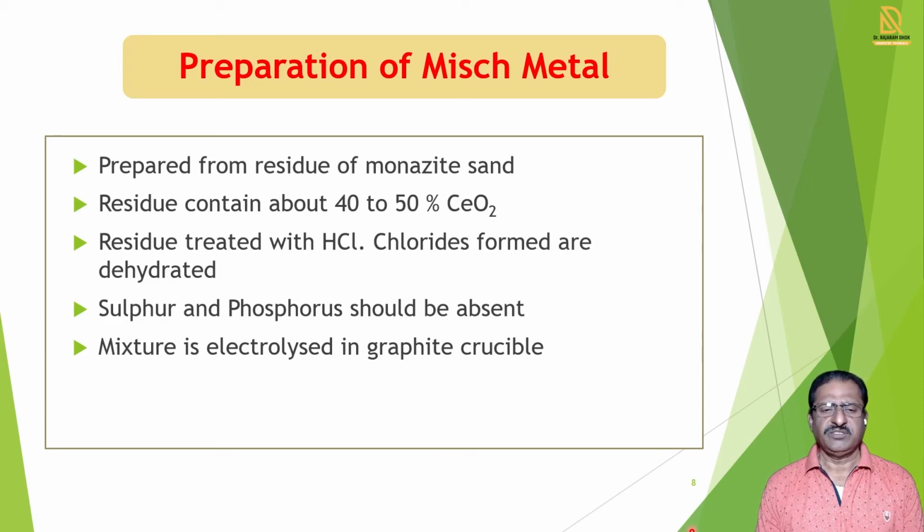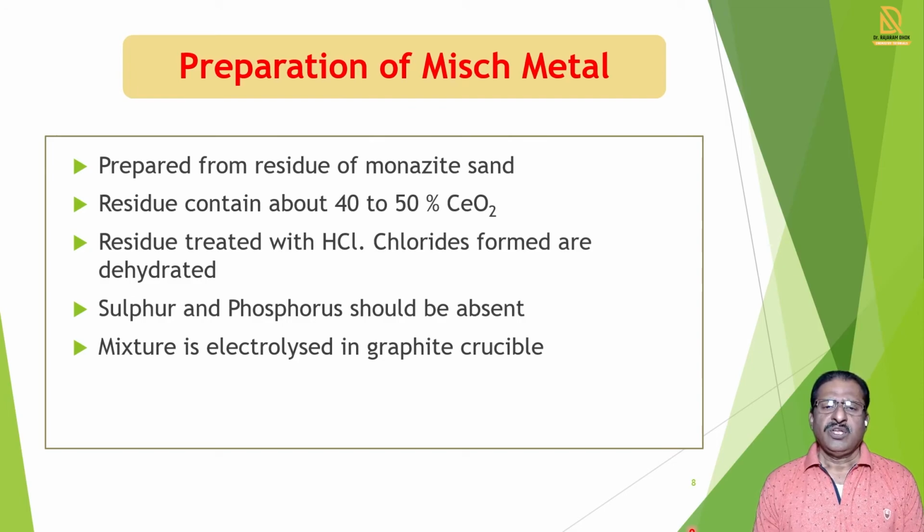So that residue, which is waste from the monazite sand, contains about 40 to 50% of cerium oxide. Such cerium oxide containing residue is treated with hydrochloric acid. When treated with hydrochloric acid, the oxide is converted into chloride. So cerium chloride and some other elements' chlorides are formed. Those chlorides are formed by dehydration of that material. Now those chlorides prepared can be electrolyzed in a graphite crucible.